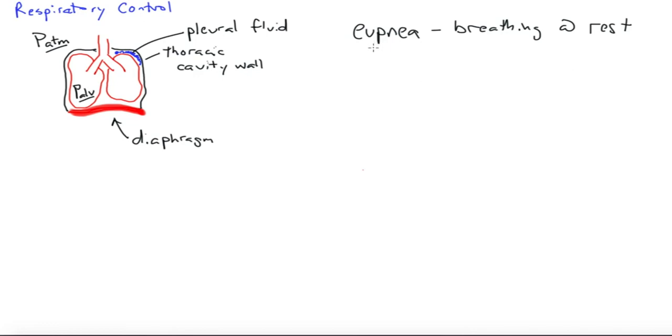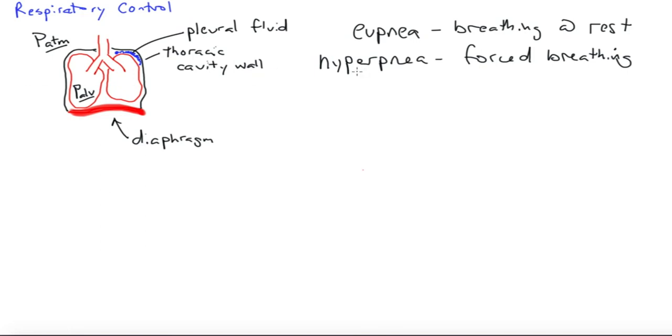However, when we become more active or have an increased metabolism for whatever reason, we're going to need to move larger volumes of air with each breath, and that is called hyperpnea. And we usually refer to that as forced breathing. Meaning, we're going to be moving larger volumes.